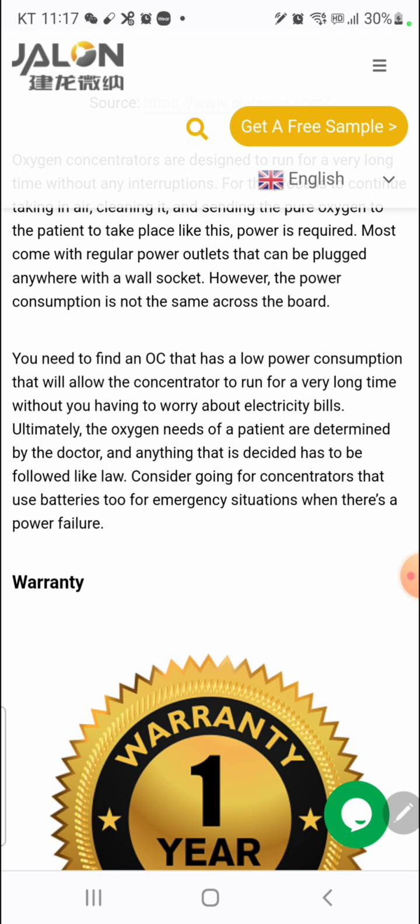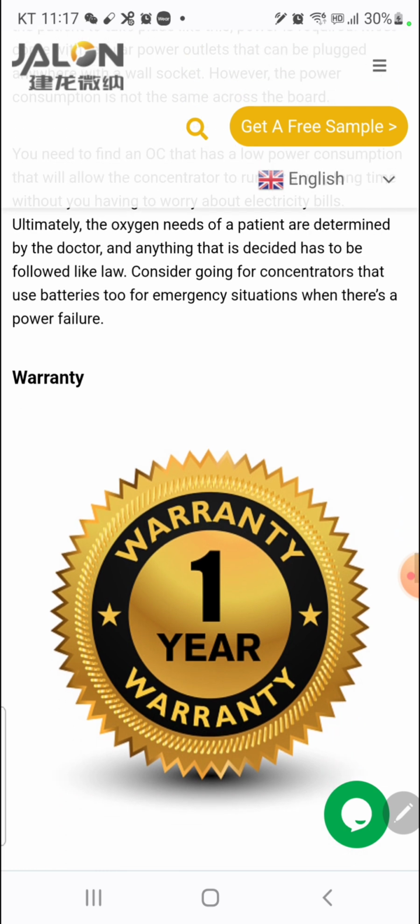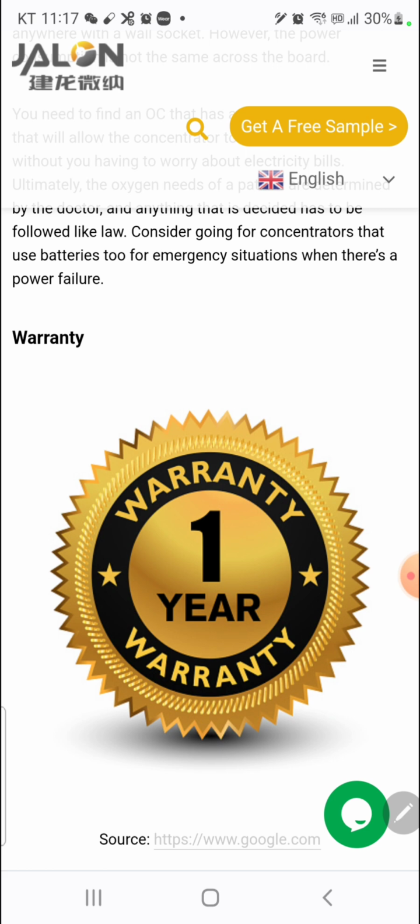Ultimately, the oxygen needs of a patient are determined by the doctor, and anything that is decided has to be followed like law. Consider buying concentrators that use batteries as a backup for emergency situations when there is a power failure.